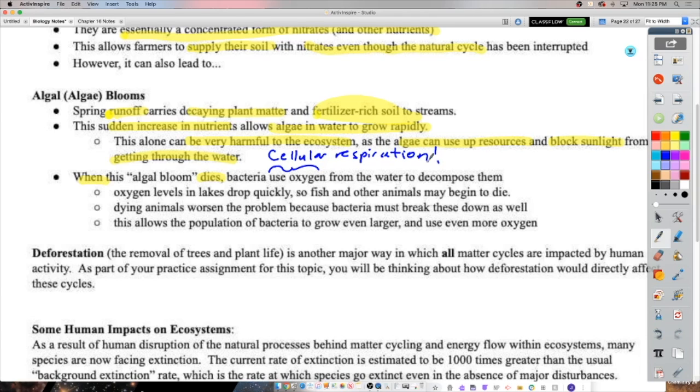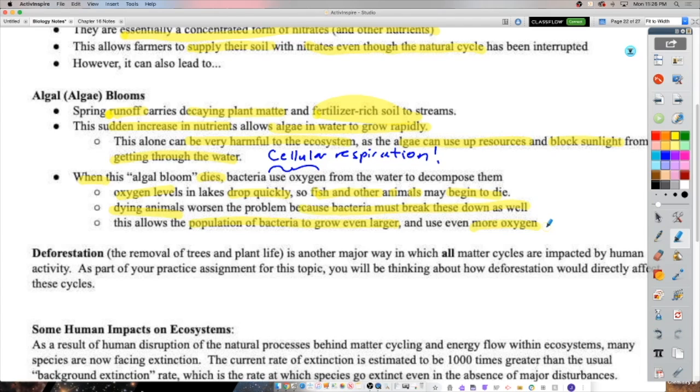So suddenly all of this decomposition is going to make oxygen levels drop quickly. So now fish and other animals are going to begin to die because there's not enough oxygen for them to survive. And why did the oxygen drop in the first place? Because decomposers had to decompose dead stuff and they were using up oxygen to do it. Oh my goodness, now there's a bunch of dead and dying animals. That makes it even worse because bacteria must break these down as well. This allows the population of bacteria to grow even larger and use even more oxygen. So you get a whole bunch of decomposer bacteria in the lake, which should always be there to help matter cycling, but too much of anything is a bad thing in an ecosystem.